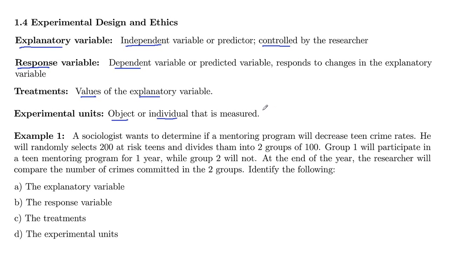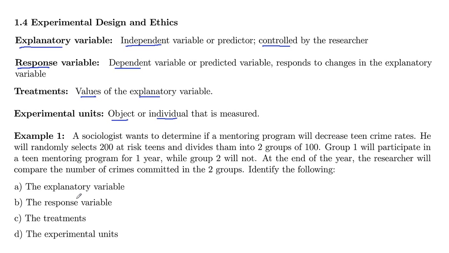So let's look at an example. A sociologist wants to determine if a mentoring program will decrease teen crime rates. He will randomly select 200 at-risk teens and divides them into two groups of 100. And group 1 will participate in teen mentoring for 1 year, while group 2 will not. At the end of the year, the researcher will compare the number of crimes committed in the two groups.